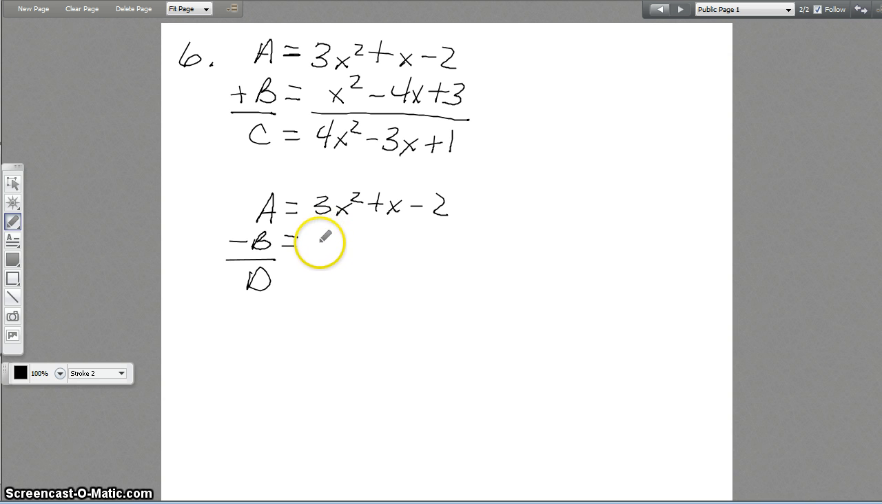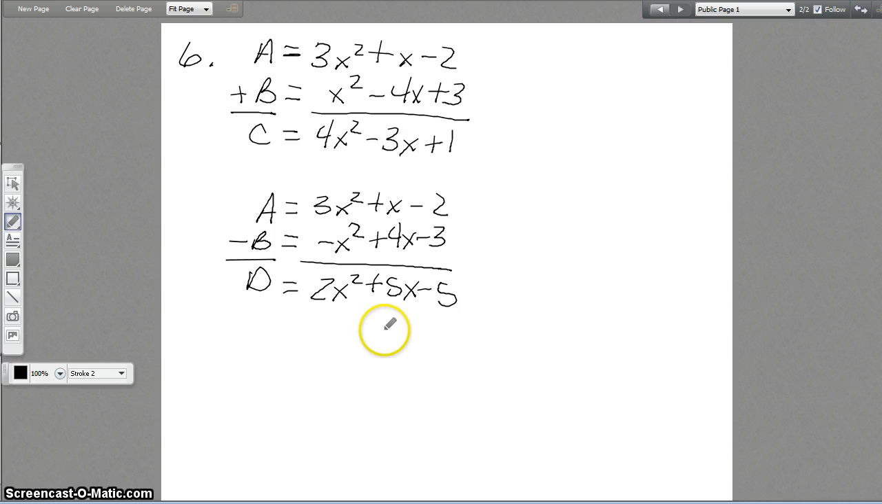So instead of x squared, I'm going to write minus x squared. Instead of negative 4x, I'm going to write positive 4x. Instead of a positive 3, I'm going to write a negative 3. Now I can just add these. 3x squared plus a negative x squared is 2x squared. x plus 4x is 5x. Negative 2 plus negative 3 is negative 5. So 2x squared plus 5x minus 5 is what we get when we subtract polynomial B from polynomial A.